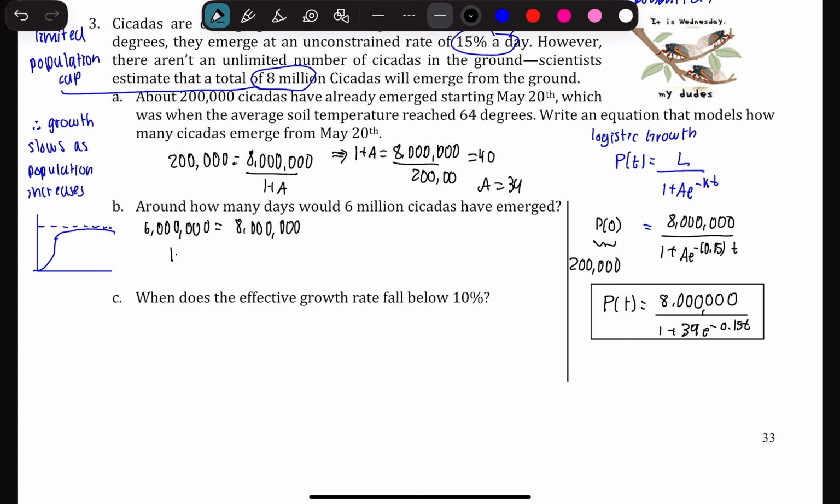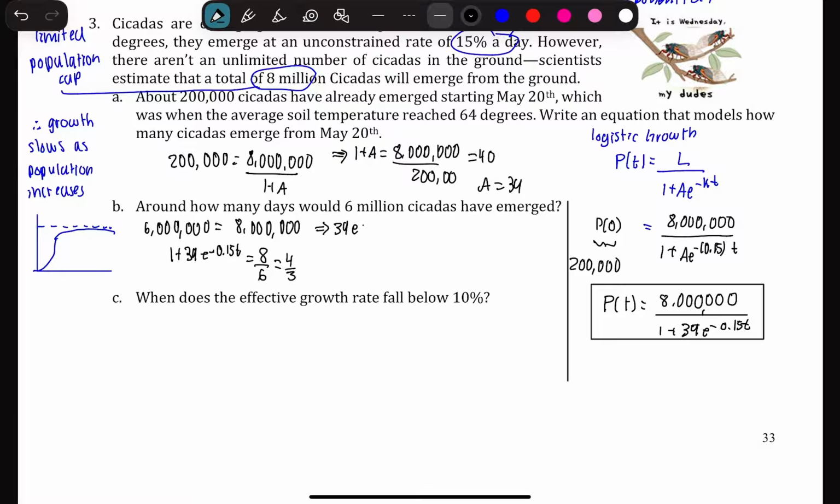You're going to invert this. You're going to have 1 plus 39 times e to the negative 0.15t is equal to 8 over 6, because essentially all the zeros cancel out, and that's equal to 4 over 3. And then this is going to be equal to 39. You subtract 1 from both sides.